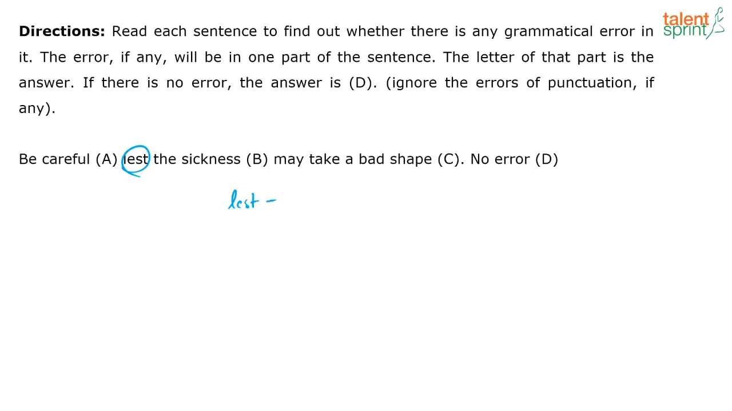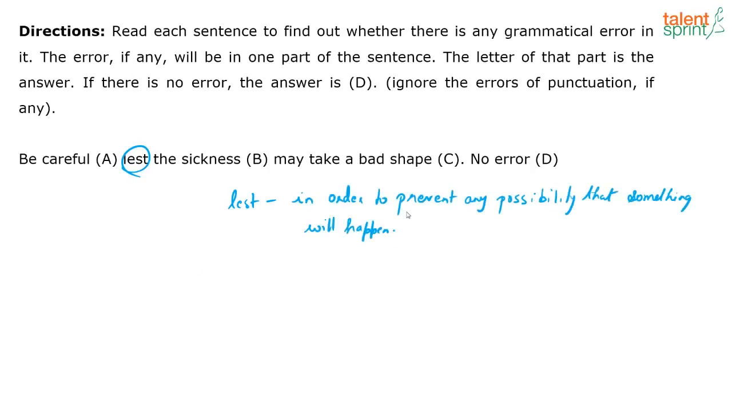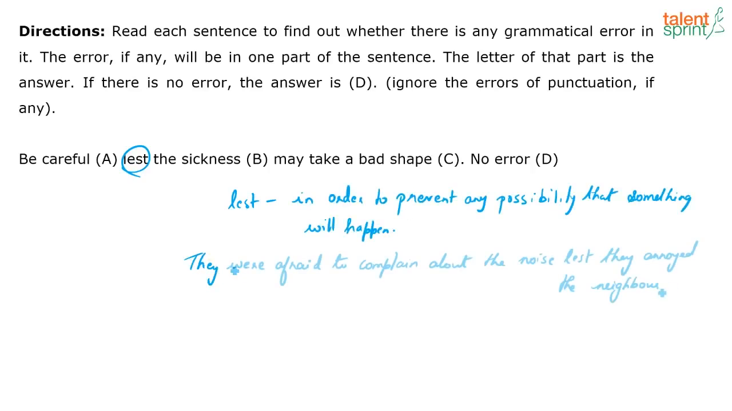When you say lest, you're referring to in order to prevent any possibility that something will happen. Let me put that down here. Let's look at an example sentence: they were afraid to complain about the noise lest they annoyed the neighbors. They didn't want to annoy the neighbors. In order to prevent that possibility, they did not complain, basically. So you understand the meaning of lest, right?